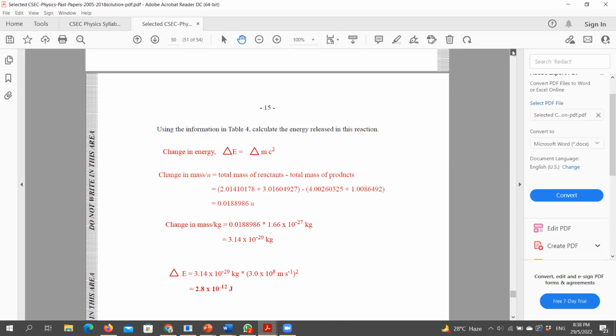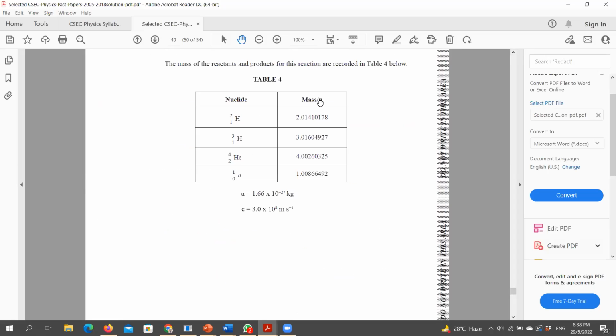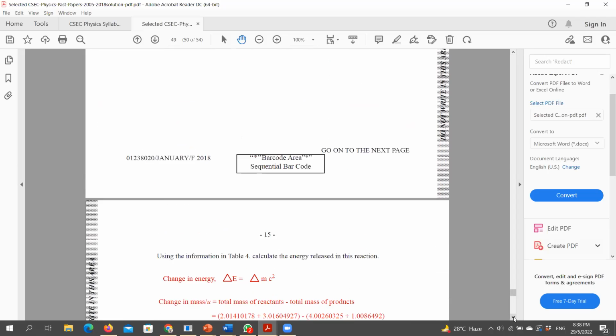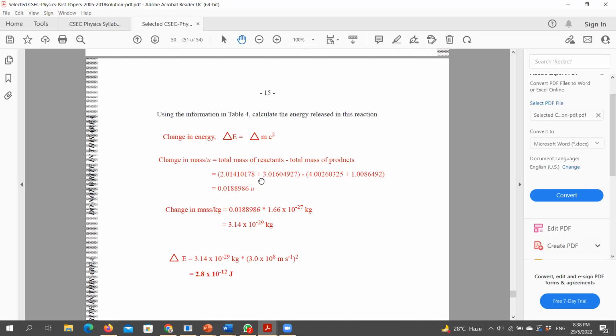That is what you are given in the table. Atomic mass units is U. So we work out the change in mass in atomic mass units first. We do not round off anything, because if we do, we're going to get the difference to be 0. If you round this off to 2 and this off to 3, you're going to get 5. Round this off to 4, round this off to 1, you're going to get 5. 5 minus 5 is 0. So when you're calculating change in mass in a nuclear reaction, it is very, very small, extremely small in fact. So that is why we cannot afford to round off.